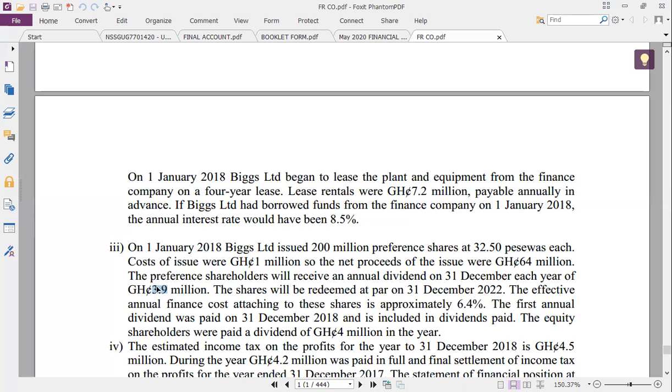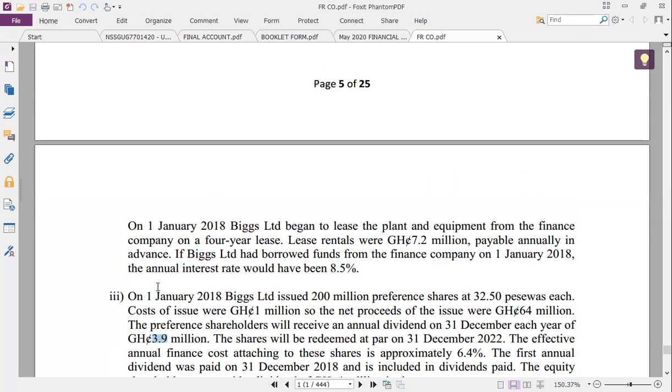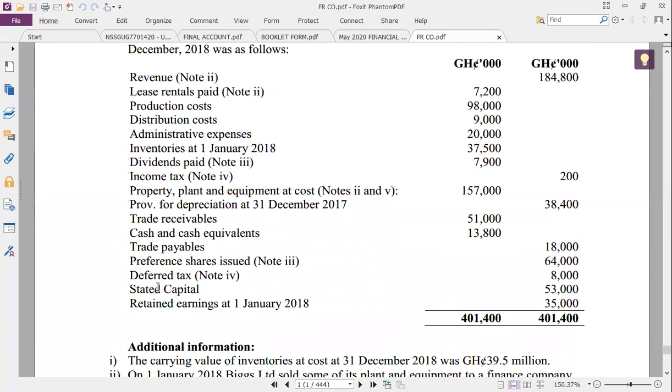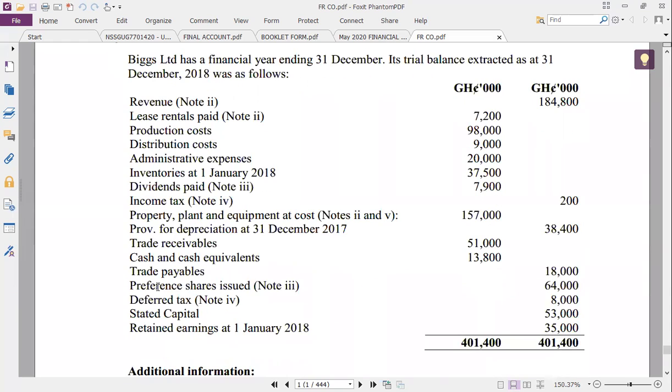So let's go to the trial balance. They say there's a dividend there. So let's go to the trial balance. That's the first file, right? Good. That's the first file, for those using the screenshots. So let's come to the trial balance. Dividend paid. What's the figure there?